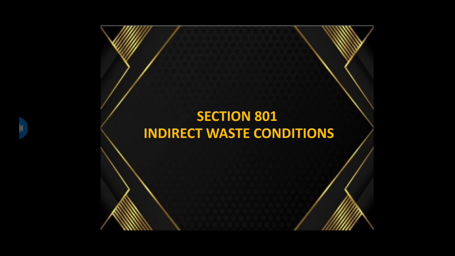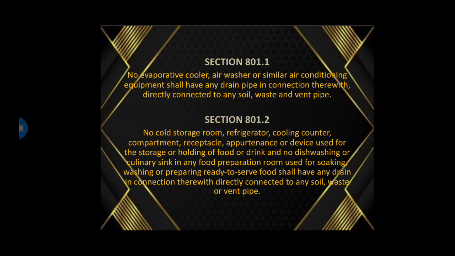Section 801.1. No evaporative cooler, air washer, or similar air conditioning equipment shall have any drain pipe in connection therewith directly connected to any soil, waste, and vent pipe. Such equipment shall be drained by means of indirect waste pipe, as defined, that does not connect directly with the drainage system, but transports liquid waste by discharging into a plumbing fixture, interceptor, or receptacle directly connected to the drainage system.